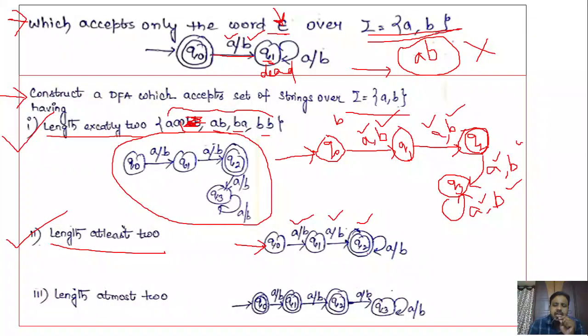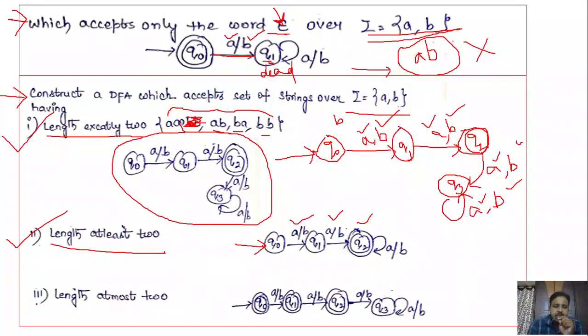Why? Because if you get either a or b, it makes a string of length 3, and a string of length 3 must be accepted. So we make a self transition here. By doing this, the DFA accepts the set of all strings whose length is at least 2.